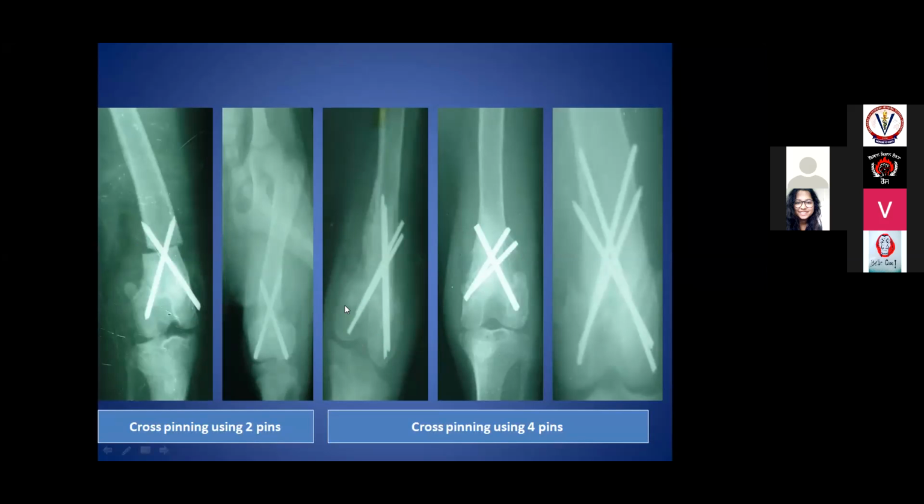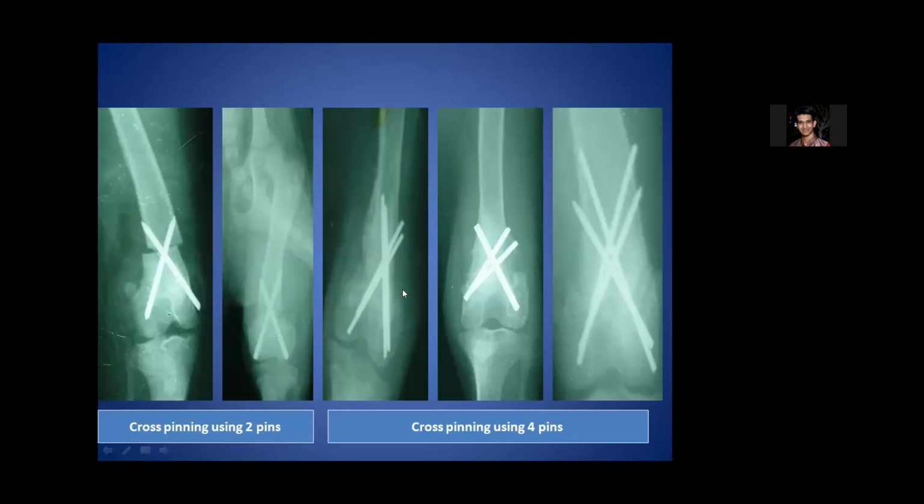As I said, you can use more than 2 from each side. So here 4 pins are used for stabilization, and here also 4 pins, here also 4 pins are used as a cross.